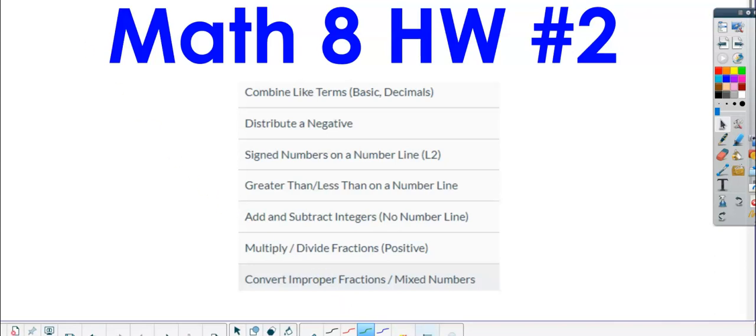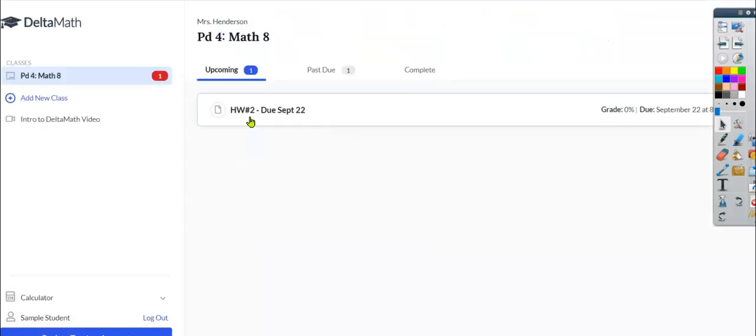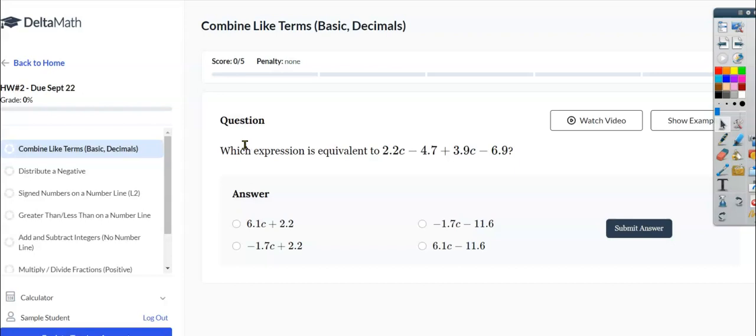Let's take a look at the questions on homework number 2. We'll start with combining like terms. When you combine like terms, you're looking to add or subtract depending on the sign that's in front of each term, but only with terms that either both share the same variable or both have no variable at all.